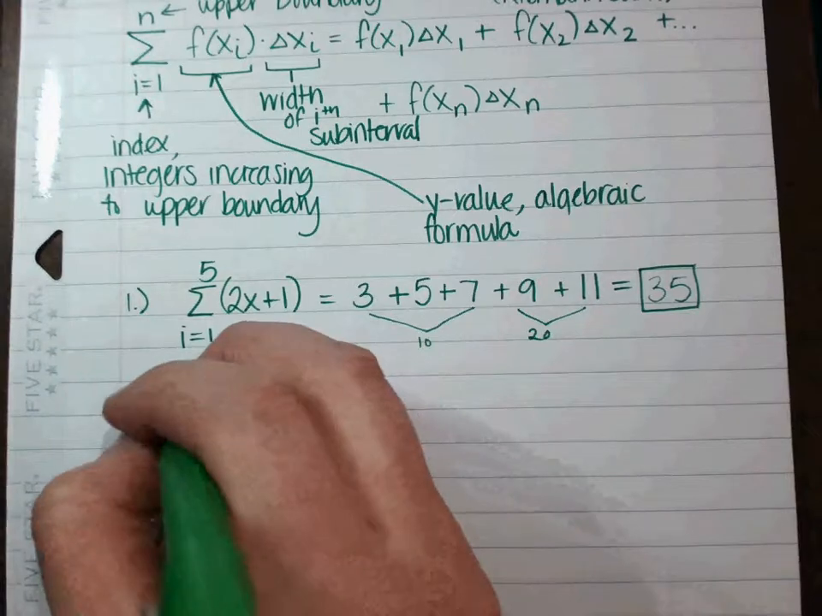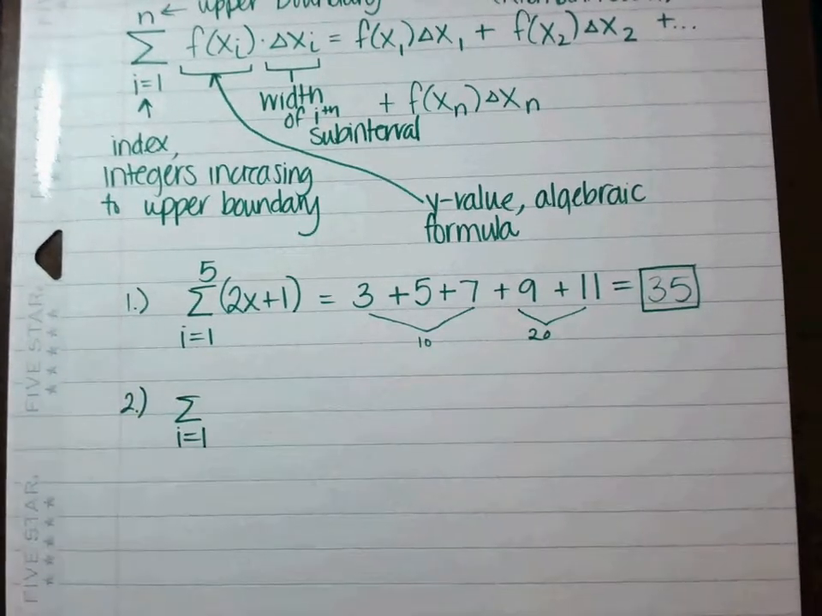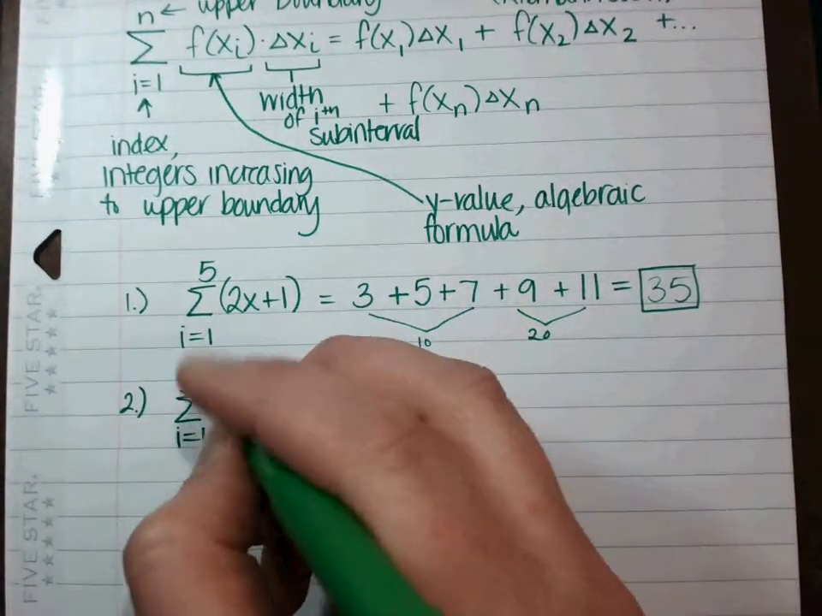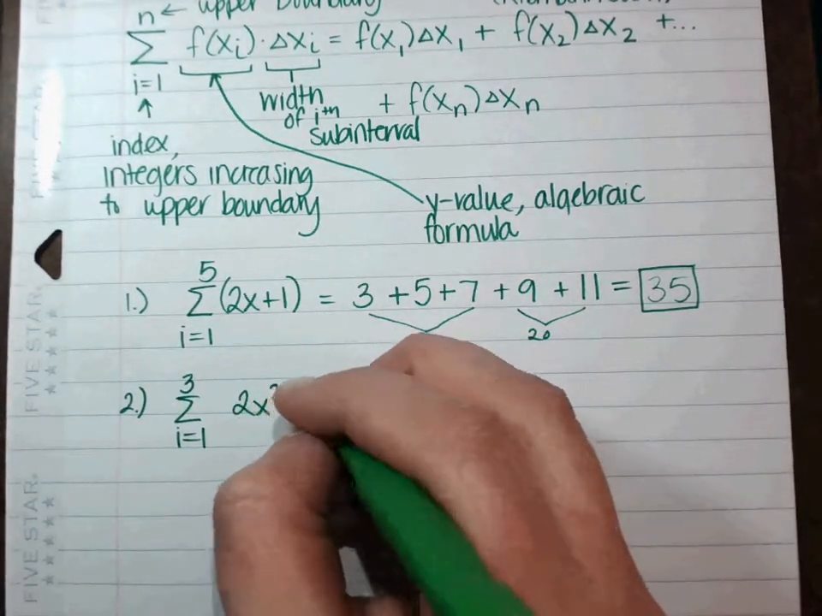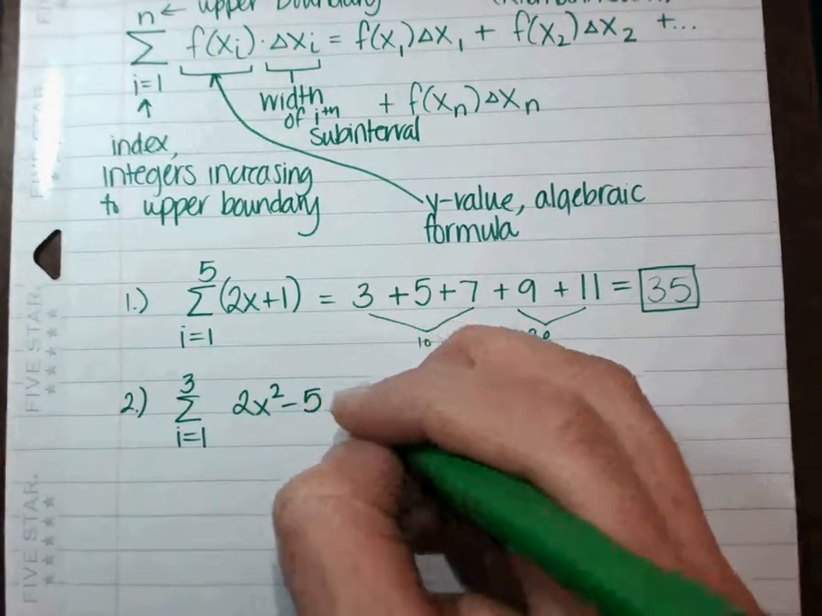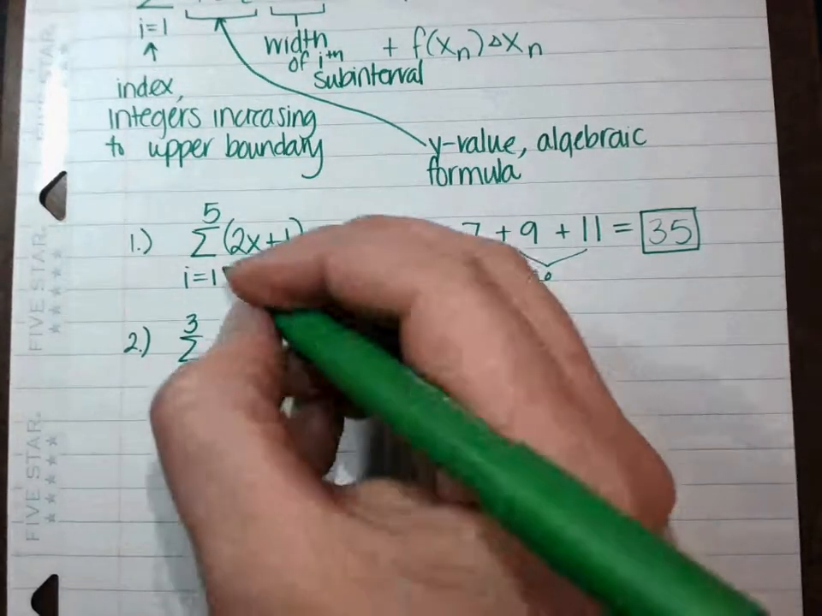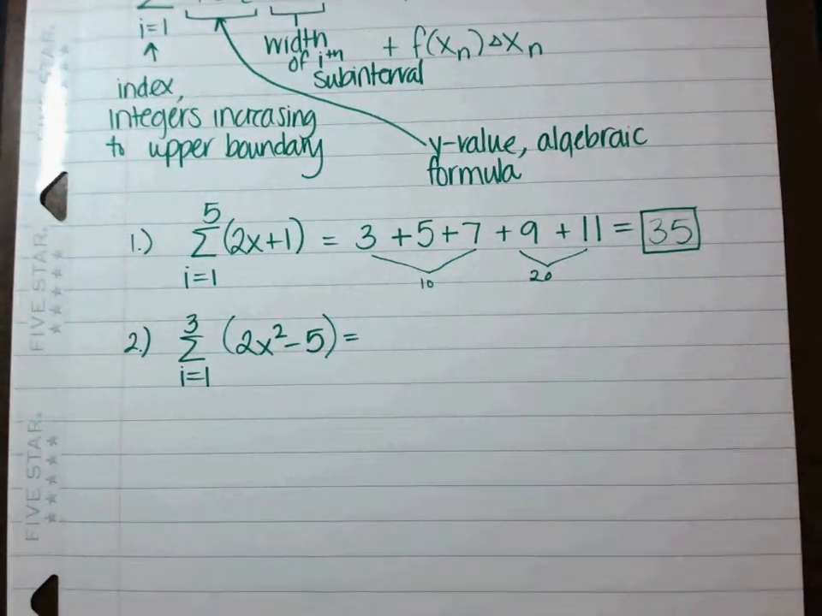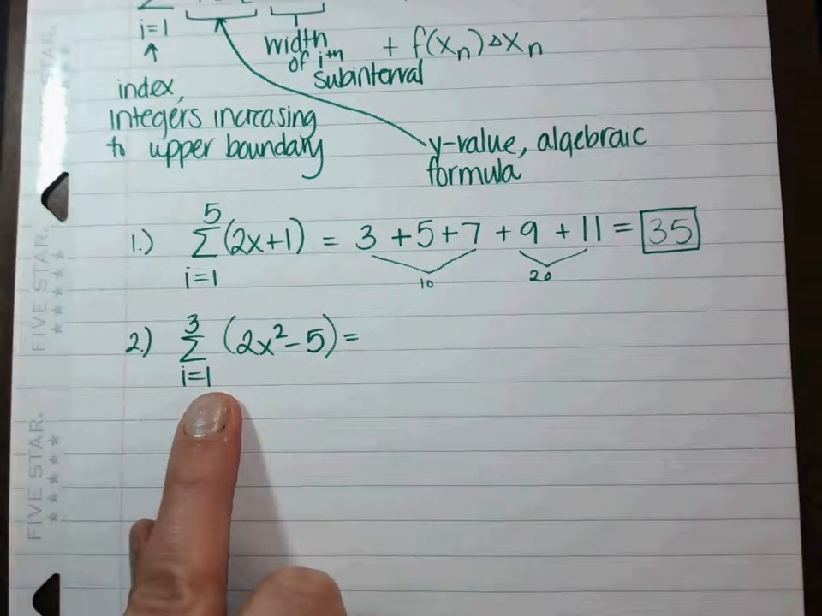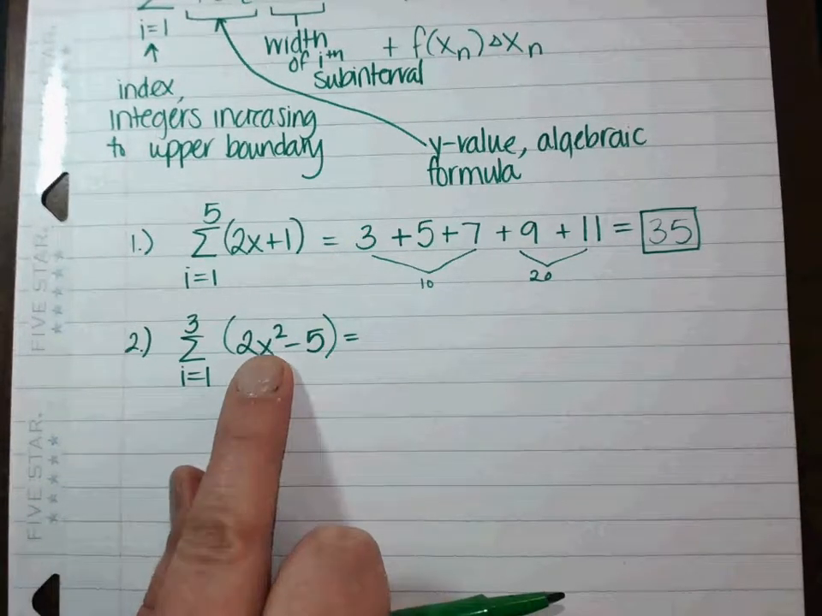Okay, next one. i goes from 1 to 3, and we'll do 2x squared minus 5. Okay, how many times are we plugging in numbers? What numbers are we plugging in? 3 times. 1, then 2, then 3. Okay, so plug in 1 to the little formula. Good question, the bottom number. So if I change this to like a 2, then I'd start plugging in at 2. But typically that formula always starts at 1. Okay? So plug in a 1 here, what would I get?